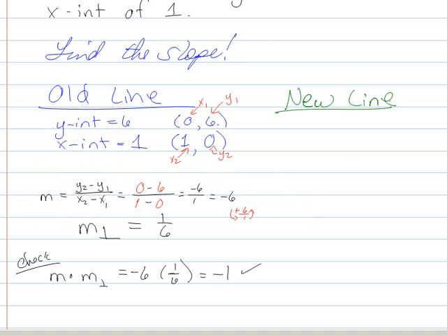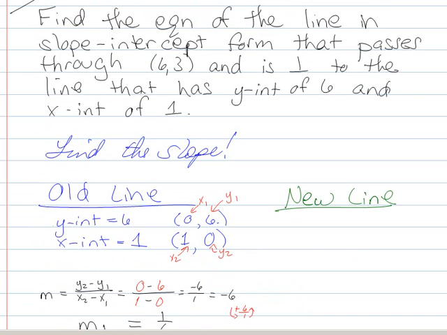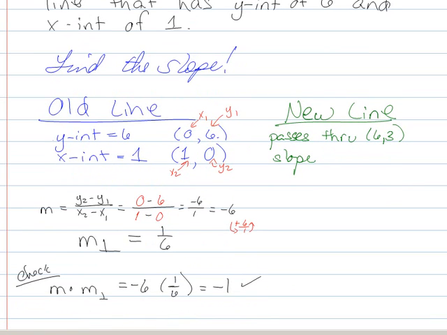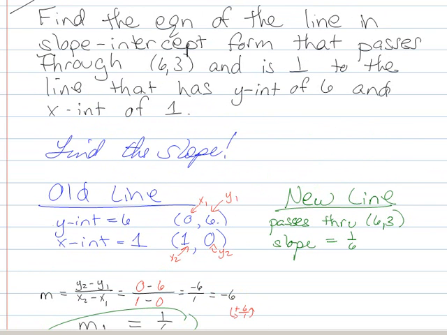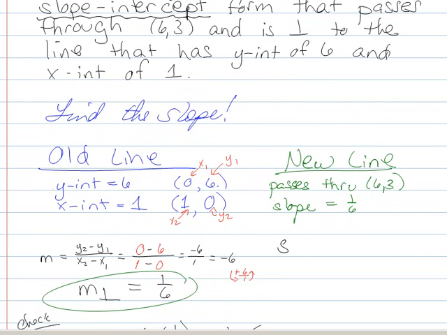Now, what do I know about my new line? Let's look at the problem again. It passes through (6, 3) and has a slope of, what's my slope? My slope is 1/6. And I said I wanted my solution in slope-intercept form, so I want it in the y equals mx plus b form.